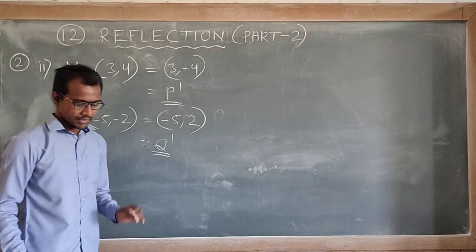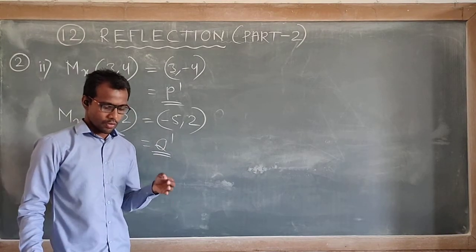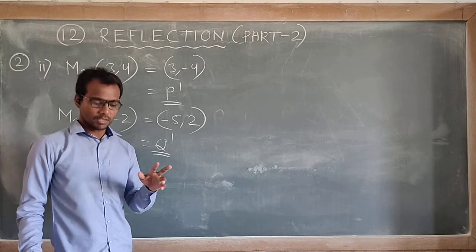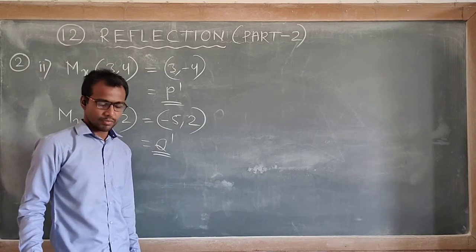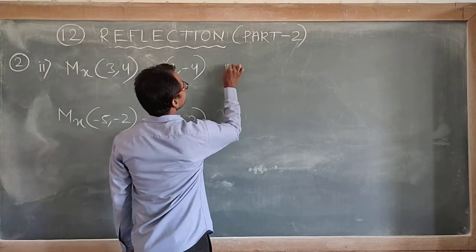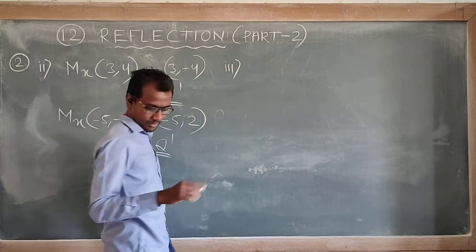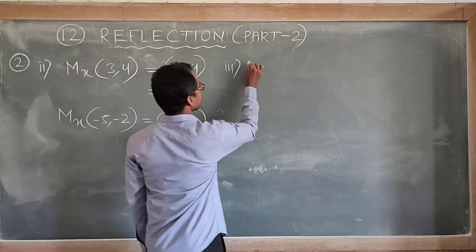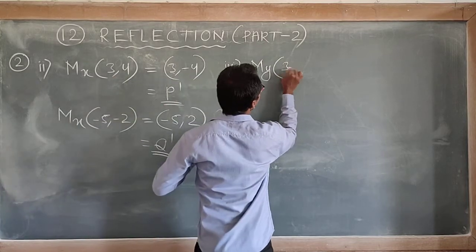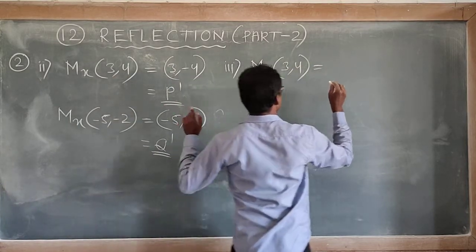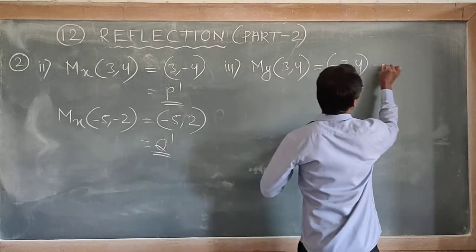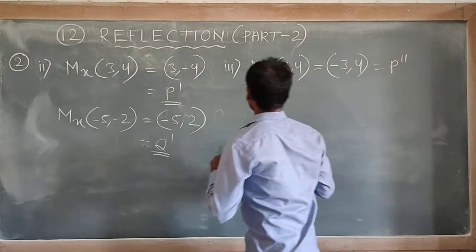Next, write down the images of P and Q on reflection in line L2. Now we will reflect the same 2 points, P and Q, in the y-axis, and we will name the images P double dash and Q double dash. Third bit. Now y-axis, the same point 3, 4. Y-axis means the x coordinate will change. (-3, 4). This is our P double dash.